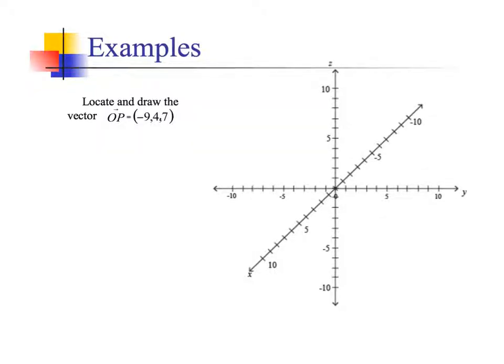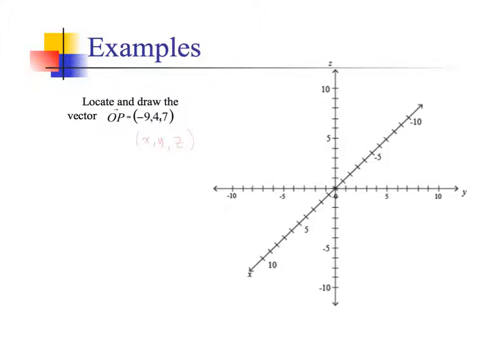Hey guys, just wanted to post an example here of drawing a vector in 3 dimensions. Again, when you're looking at drawing a vector in 3 dimensions, you want to remember that the ordered triple here is always x, y, z, right? Always alphabetical order, x, y, z. So here we'll be traveling -9 units in the x direction, 4 units in the y direction, and 7 units in the z direction. So when we do that, remember that we're going to travel along each axis those directions.